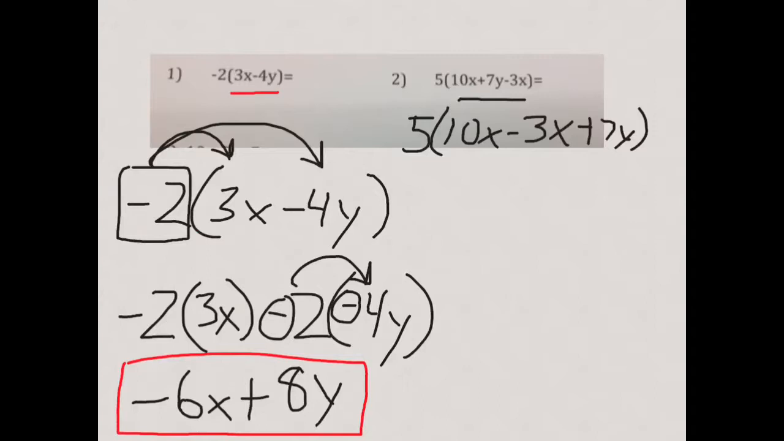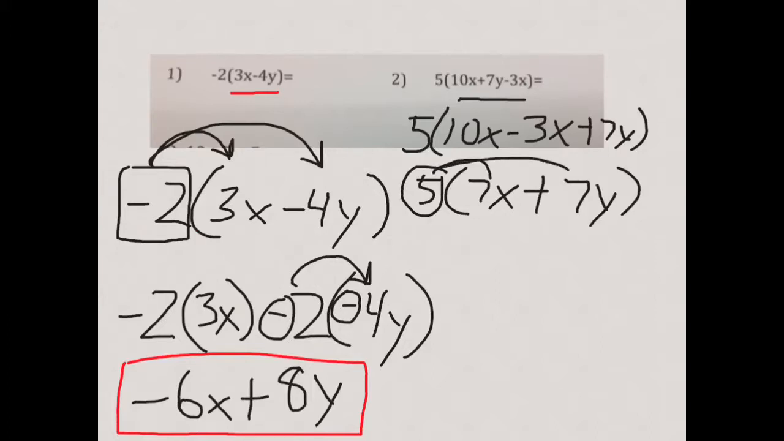Now I look again, combine like terms. I see two numbers have the variable x. I can combine them, 10x minus 3x. I end up with 7x plus 7y. Again, take this, multiply it times everything inside. 5 times 7x, 35x, plus 35y.